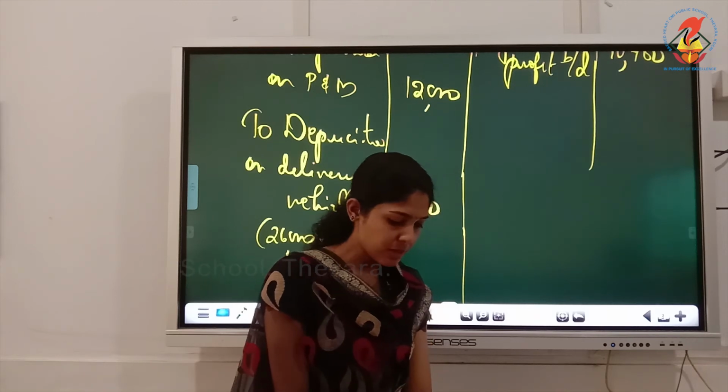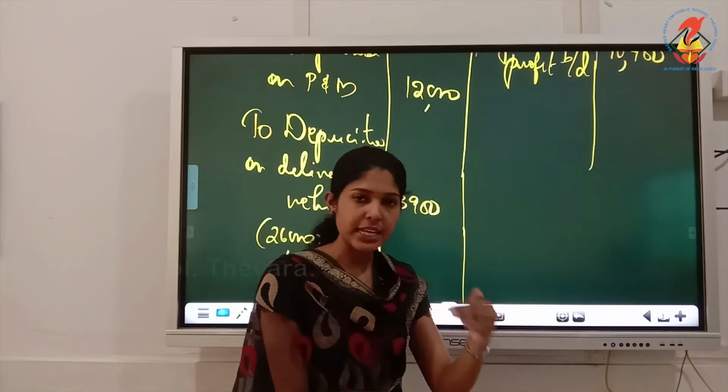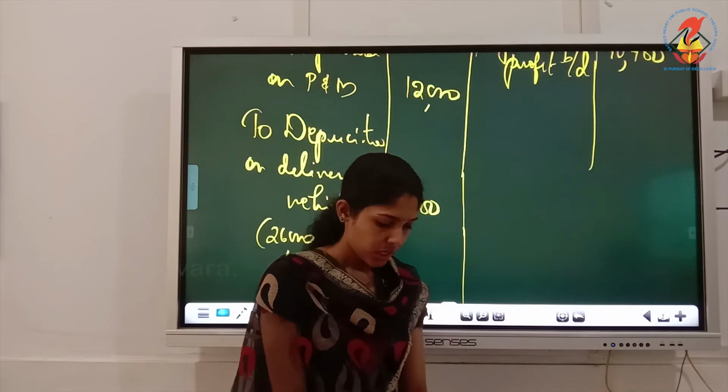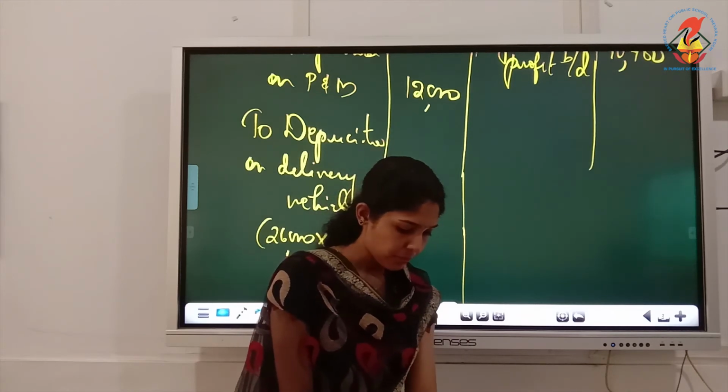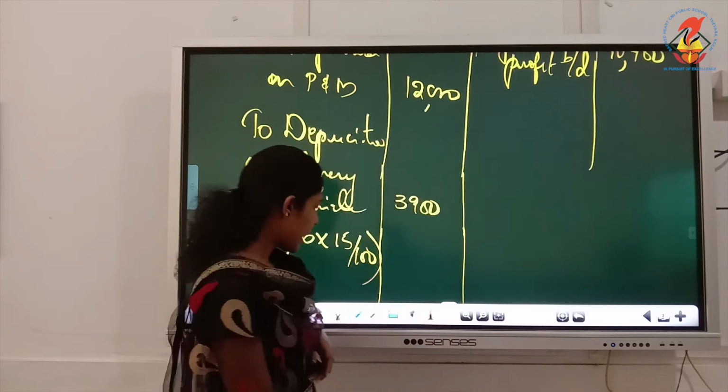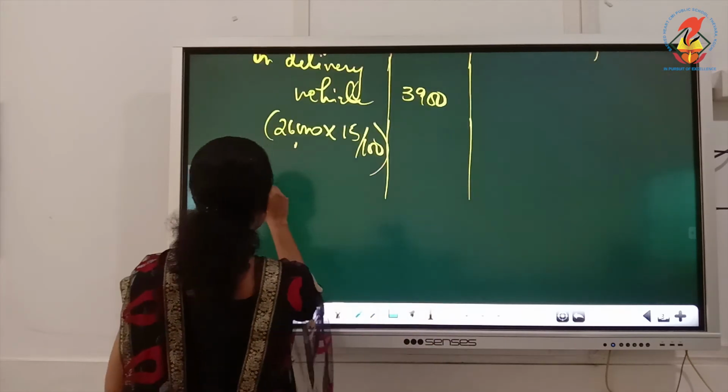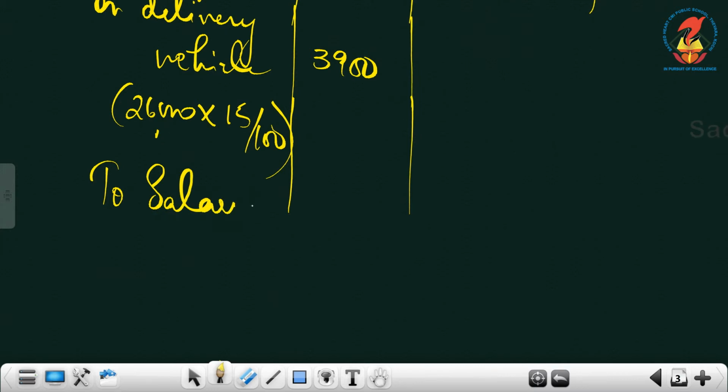Then the next item, you must go through each and every item in the trial balance. So just take other indirect expenses given. We have salary. It's not having any adjustment. So just write it in the outer column. So to salaries, the amount is 8,000. Then to repairs, 1,900.